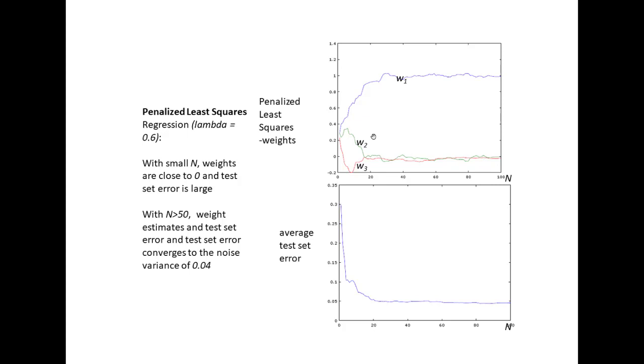This is how the W's evolve with the number of data points. When we have a very small number of data points, because of the penalty term, the weights will be closer to 0, and then when we have more data, they assume their values. And the average test set error also goes down when you increase the number of training data points.